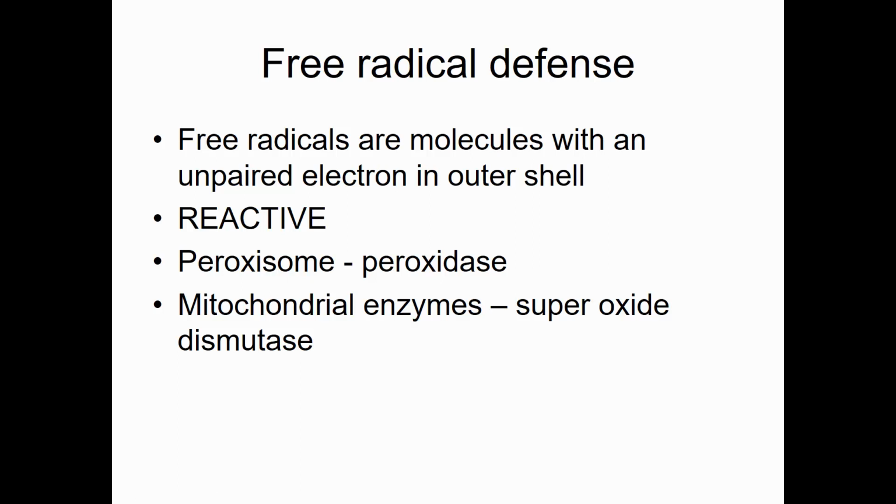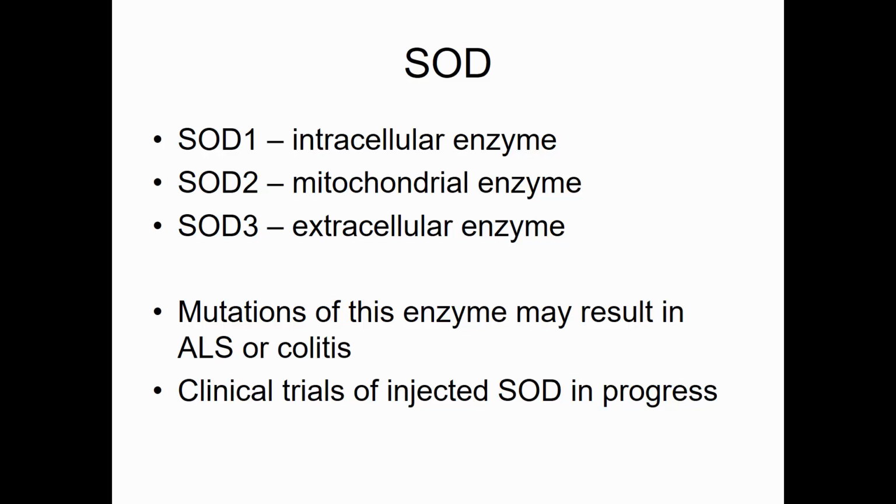That helps neutralize peroxide and that sort of thing. The mitochondria also have enzymes that help us with free radicals. A very important mitochondrial enzyme is called superoxide dismutase, or SOD. There's some SOD in the cytoplasm, out in the blood, but there's an important mitochondrial SOD. So superoxide dismutase is an enzyme that neutralizes superoxide.